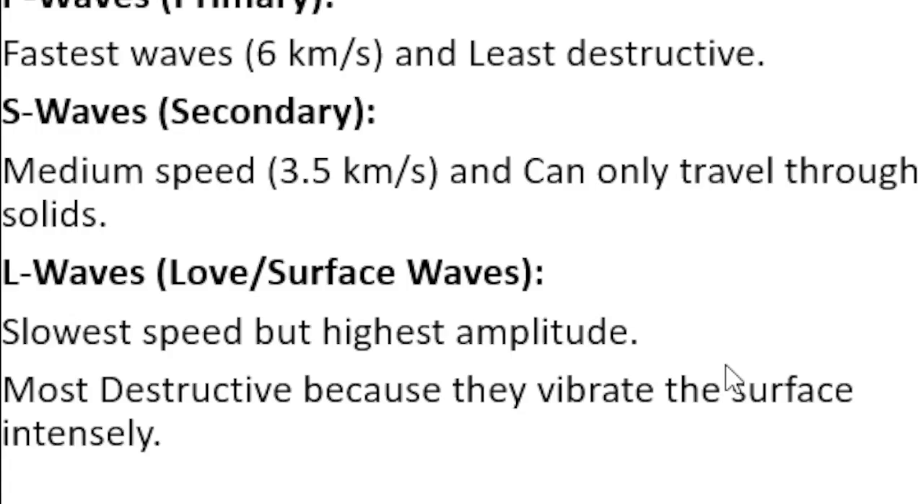And third one is the L wave or surface wave. These waves travel along the earth's surface. They are the slowest but the most destructive because they have the highest amplitude and create intense ground shaking.